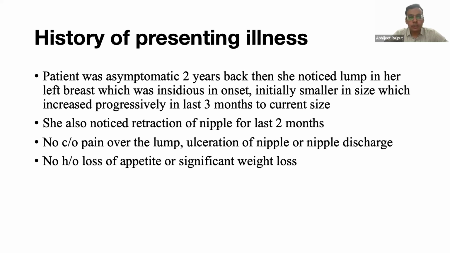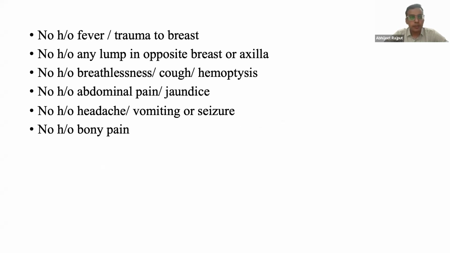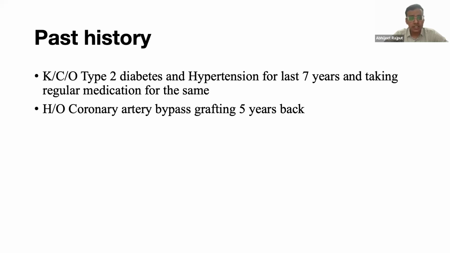Patient has no complaints of pain over the lump, ulceration of nipple or nipple discharge, no history of loss of appetite or significant weight loss. Patient has no history of fever, trauma to the breast, no history of any lump in the opposite breast or axilla, no history of breathlessness, cough, hemoptysis, no history of abdominal pain, jaundice, headache, vomiting, seizure, no history of any bone pain.